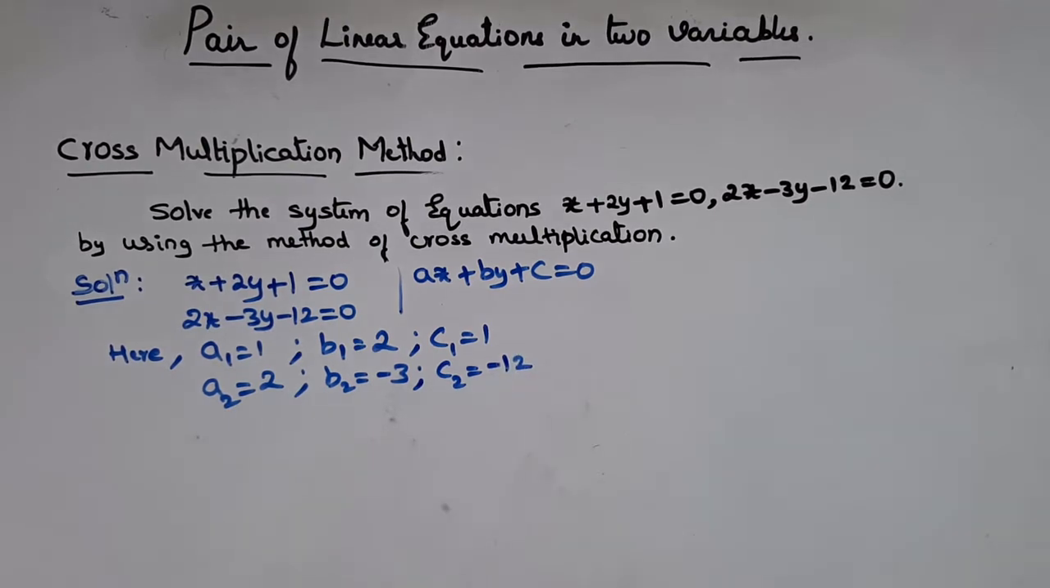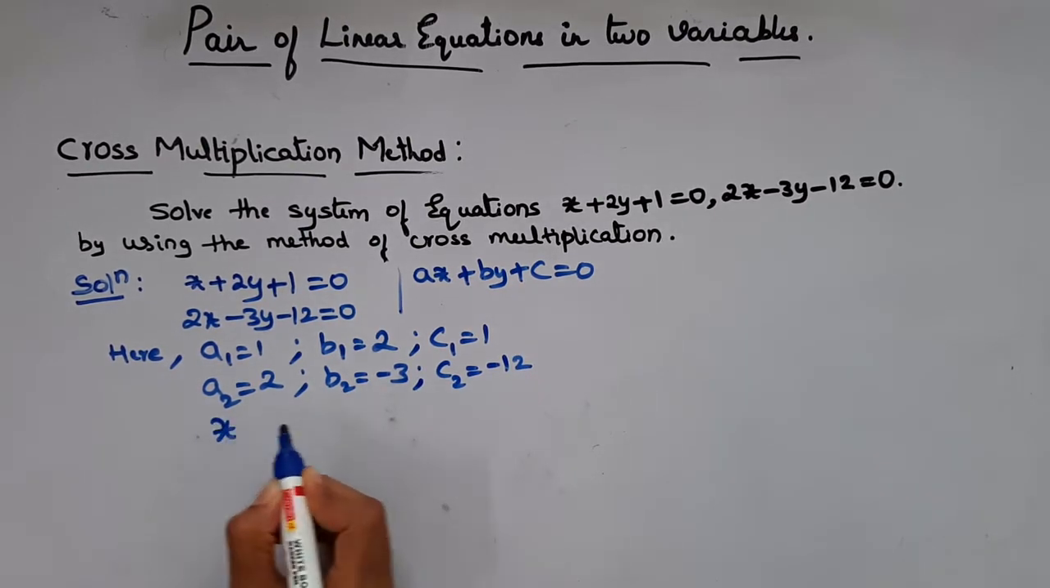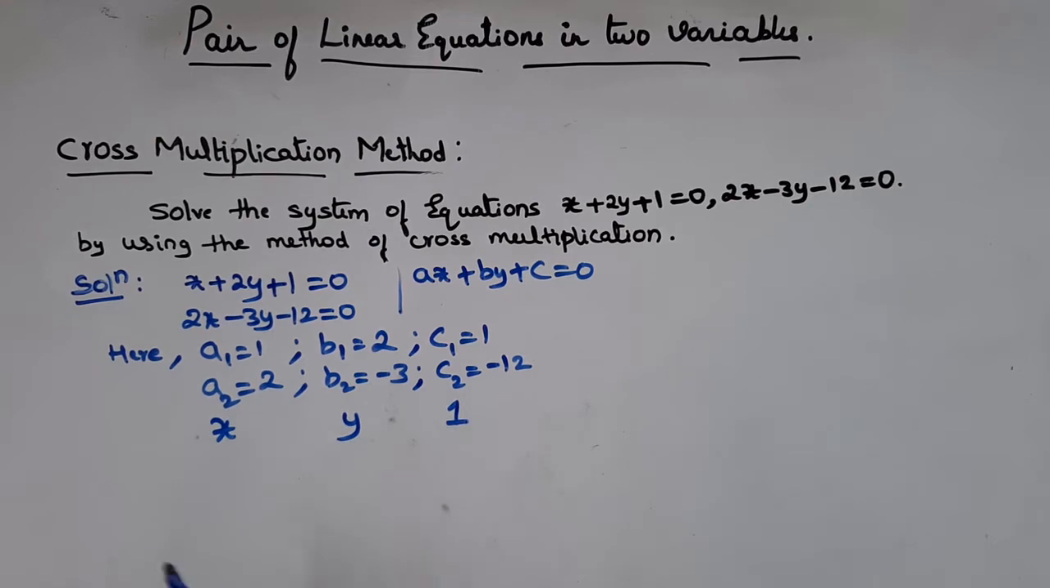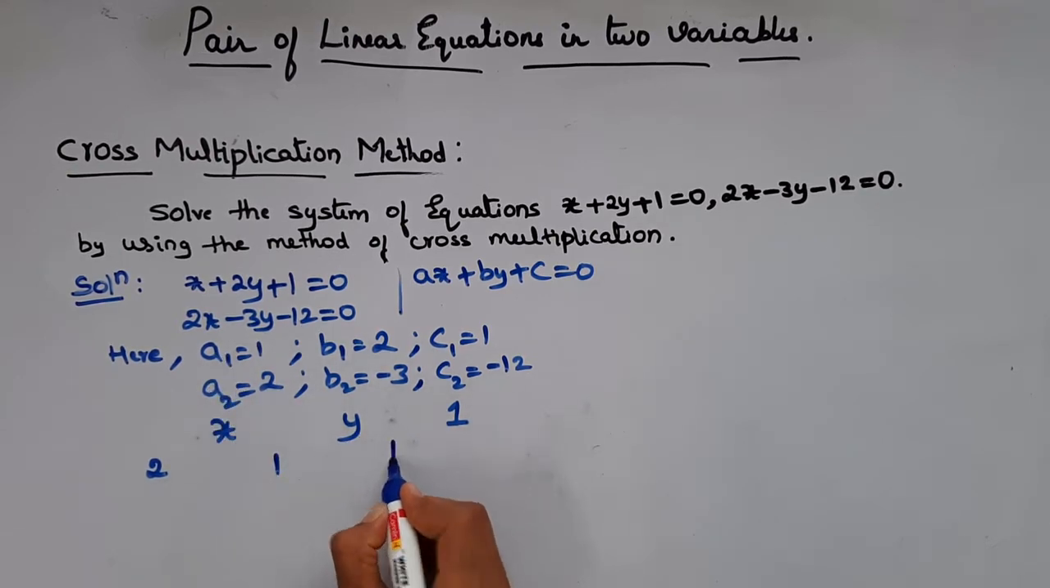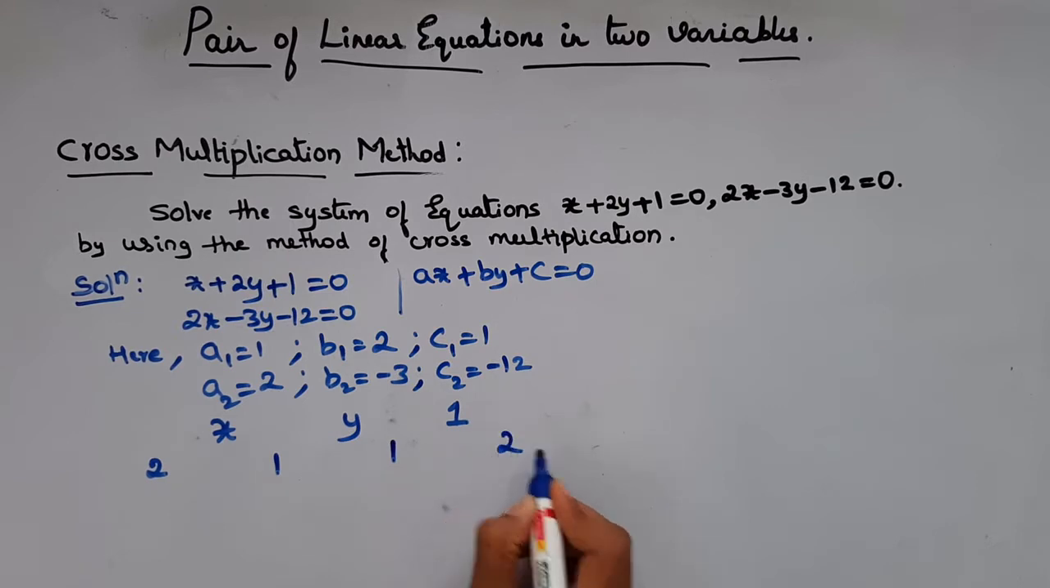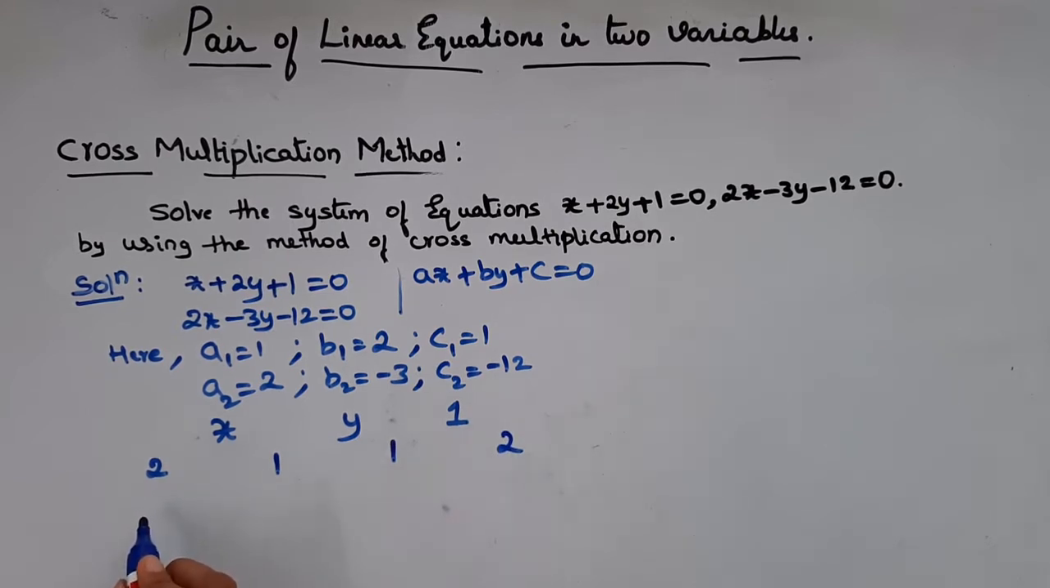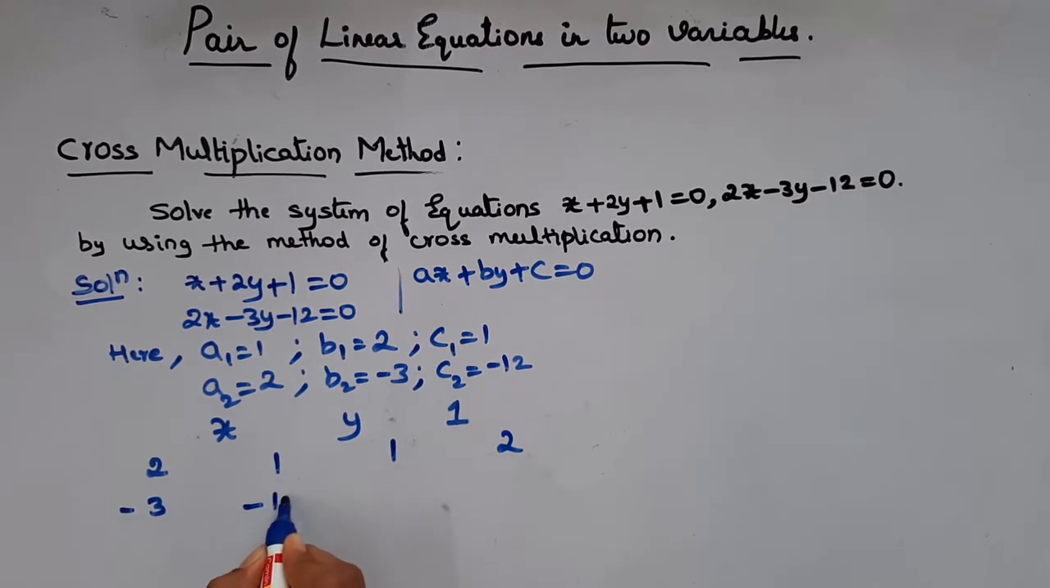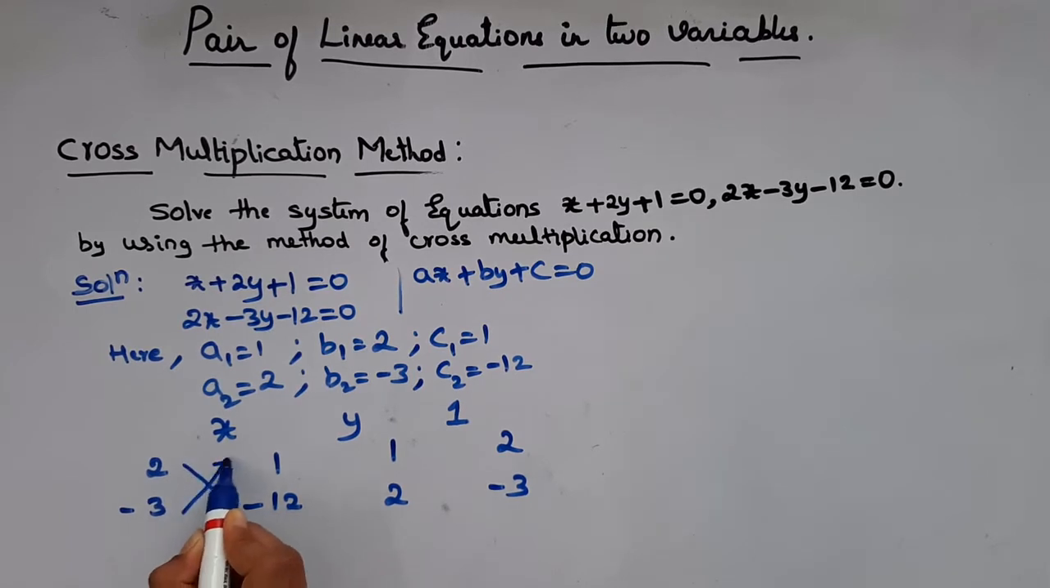From the diagram we know x, y and 1. So your b1 is 2 and your c1 is 1 and your a1 is 1 and your b1 is 2, right? For equation 2, b2 is minus 3 and your c2 is minus 12 and your a2 is 2 and your b2 is minus 3, right? So now you have to multiply in this way.